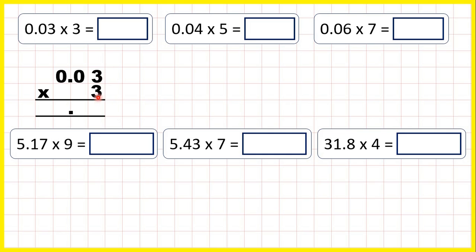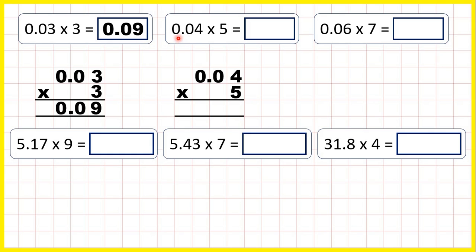Now 3 times 3 is 9, 0 times 3 is 0, 0 times 3 is 0, so our answer is 0.09. Now 0.04 times 5. We need to copy down the decimal point. 4 times 5 is 20, so that's 20, with the first digit written above the next place value column along, which here is our 10ths digit.